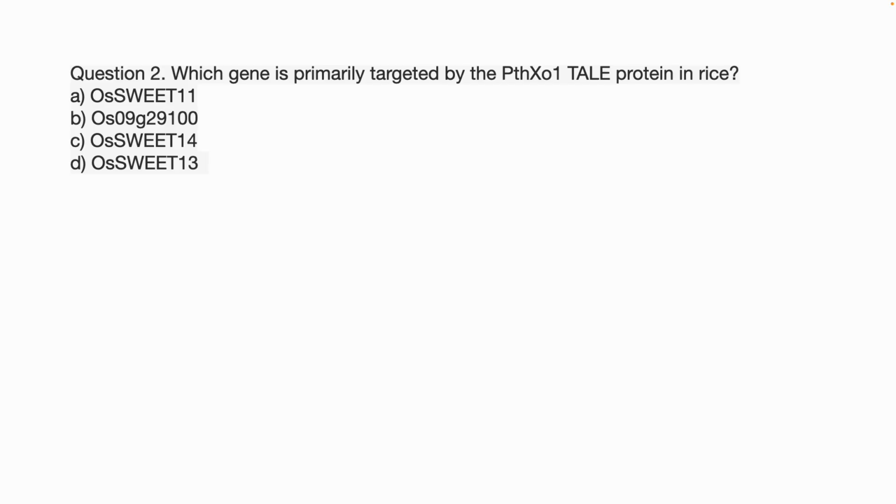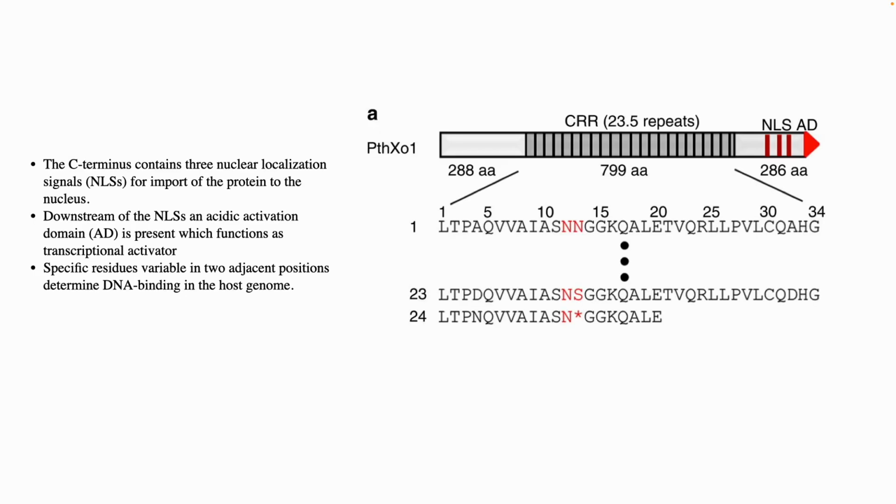So the correct option is option A, OsSWEET11. So the structure of this PTH-XO1 TAL protein is such that on the C terminus it has a nuclear localization signal, which helps in importing this protein into the nucleus of the rice plant, and downstream of this, it has an acidic activation domain, which functions as the transcriptional activator.